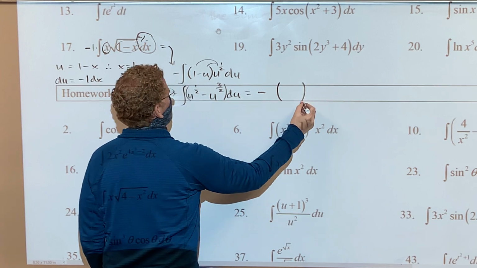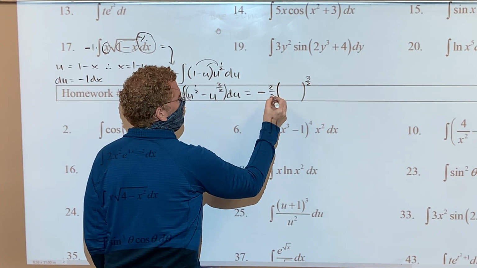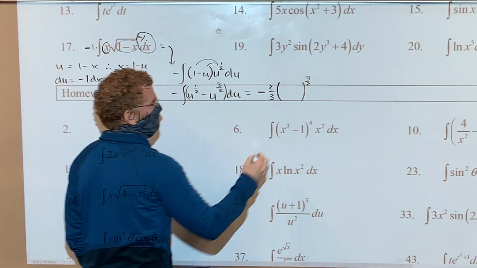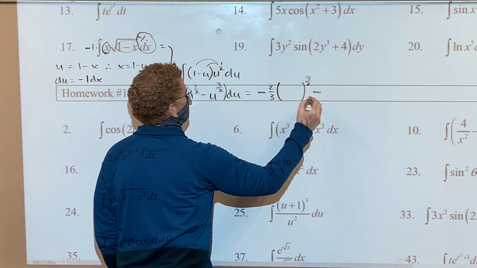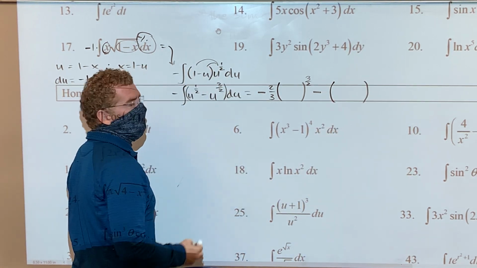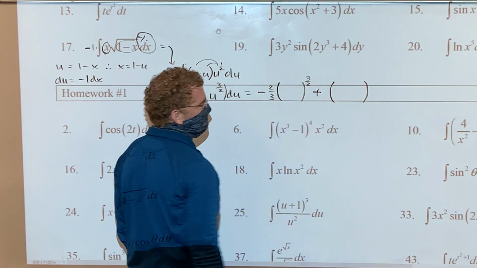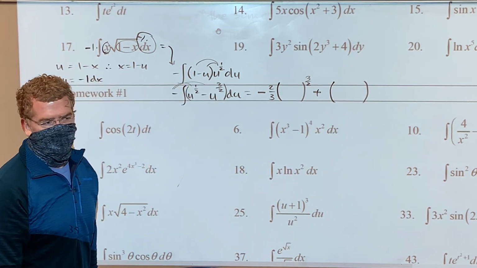U to the 3/2 divided by 3/2, which is times 2/3. Right? And then what? Oh, so you're saying this negative has to be distributed. Yes. It's really easy to forget that.